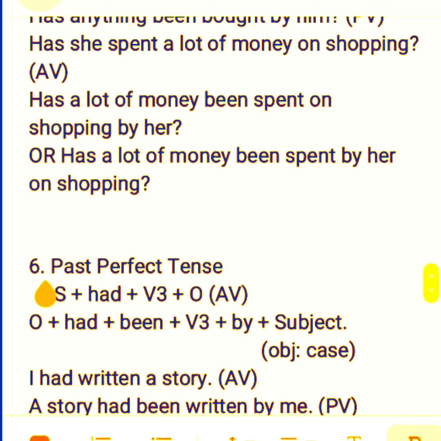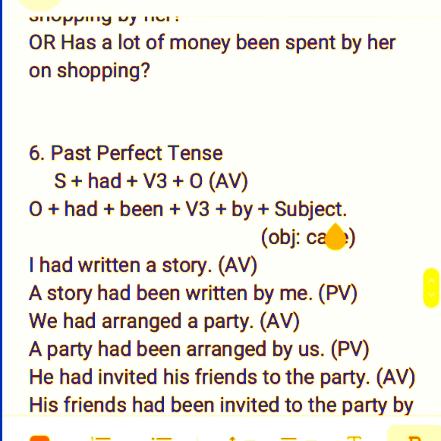Number 6, past perfect tense. Formula of active voice is subject plus had plus V3 plus object. In passive voice, the formula is object plus had plus been. Now, in the present perfect tense, we used have and has plus been. Now here only had plus been. V3, third form of the main verb, plus by preposition plus subject into objective case. I had written a story. A story had been written by me. We had arranged a party. A party had been arranged by us.